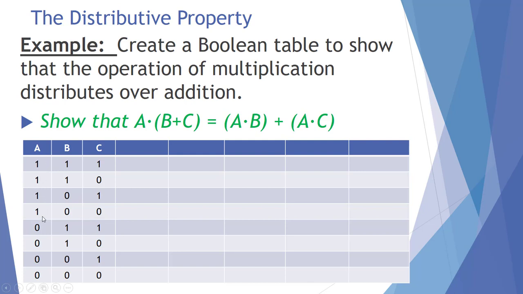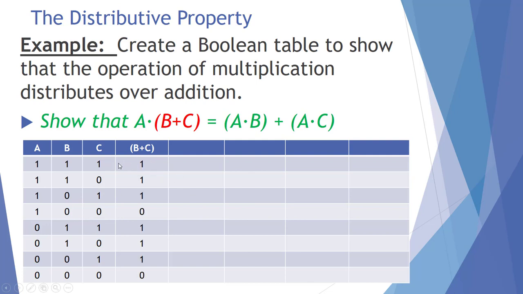A will have 4 1s and 4 0s. B will have pairs of 1s followed by 0s. And C will have individual 1 followed by a 0 repeated. That'll represent all the possible conditions of A, B, and C. So to start building the left side of our equation, we want to have A times B plus C. Let's build a B plus C column. So remember, this column is going to be satisfied when we have condition B or C.